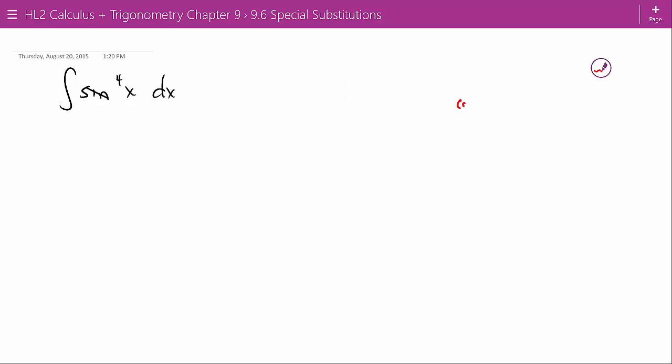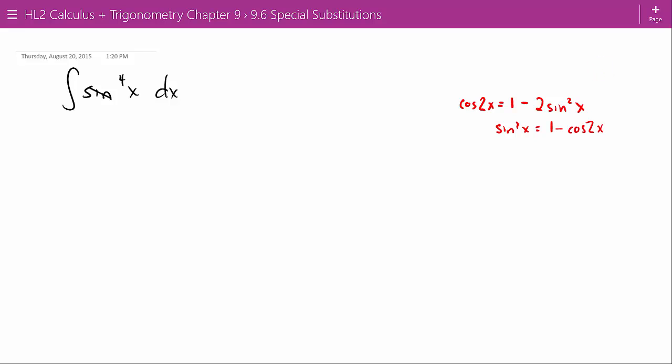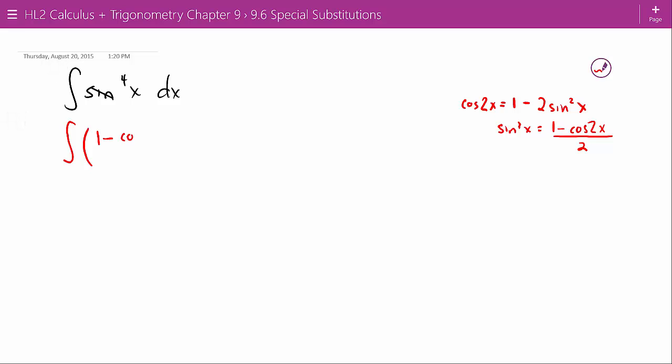So let's start with that. Let's take the cosine 2x equals, we'll use the one with the sine squared in it because we have sine here. So it says 1 minus 2 sine squared x. We can rearrange this to see that sine squared x is equal to 1 minus cosine 2x over 2. So back here with our integral, we have that quantity squared. All right.